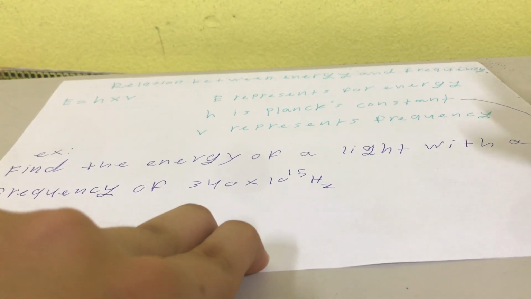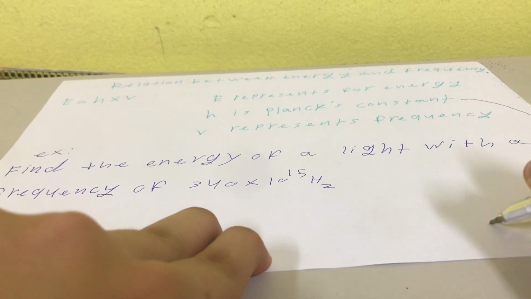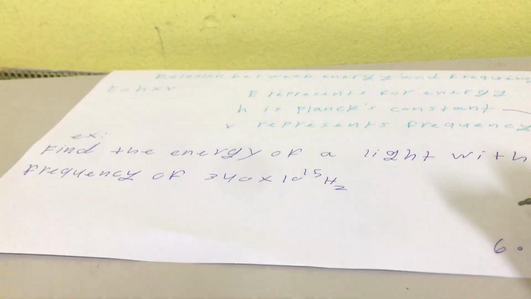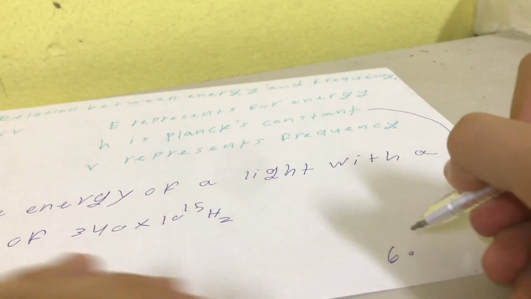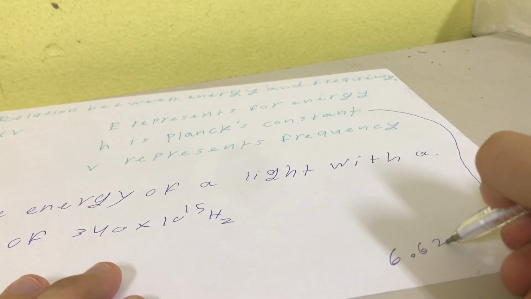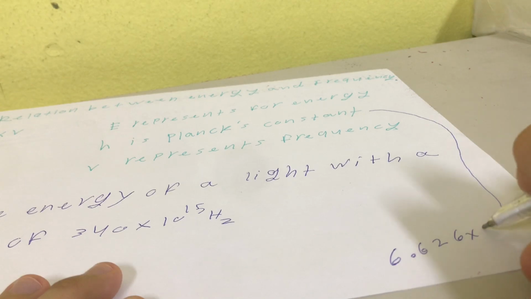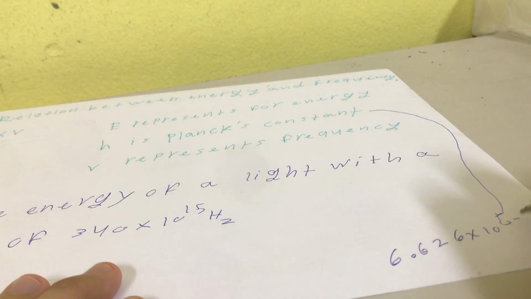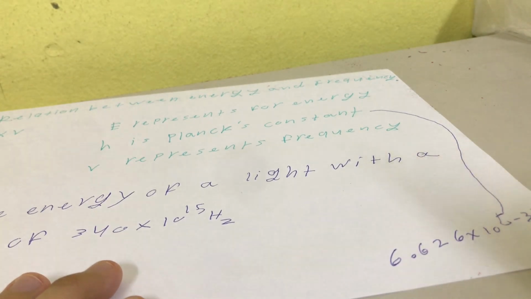Here is Planck's constant, which is about 6.626 times 10 raised to the negative 34th power.